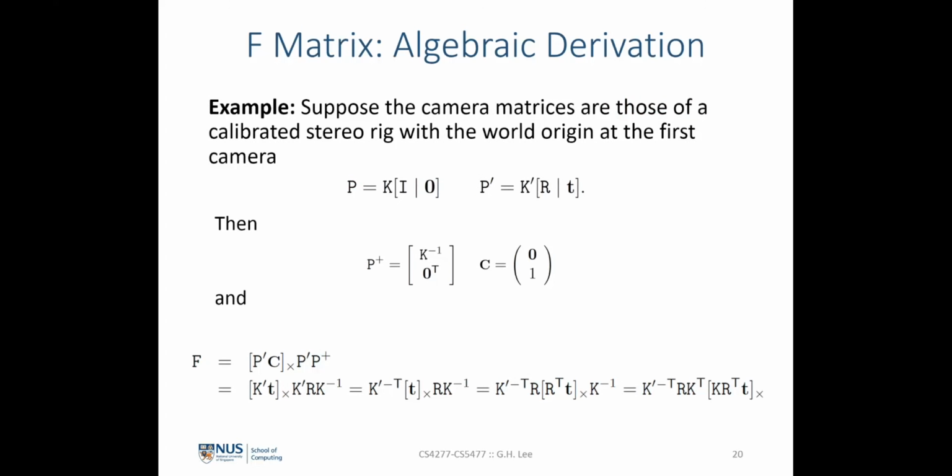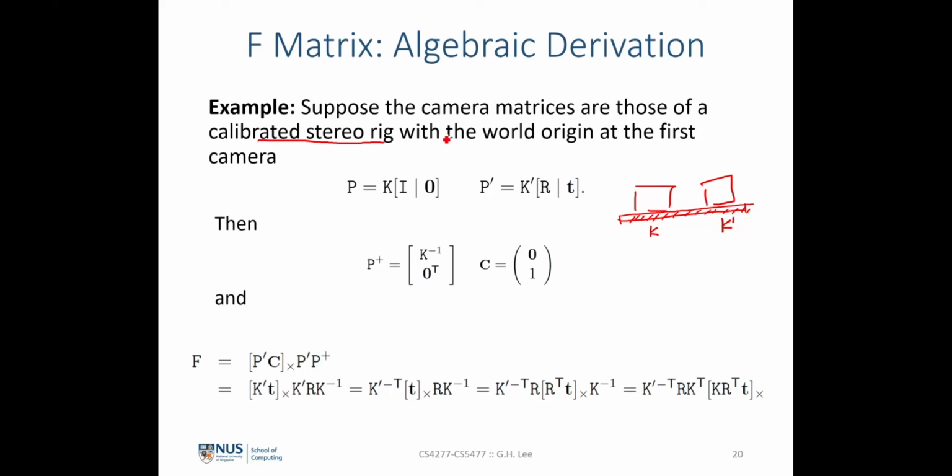We'll look at one example of the algebraic derivation of the fundamental matrix. Suppose that we have two camera matrices of a calibrated stereo rig. A calibrated stereo rig simply means that we place two cameras on a fixed rig. That means the two cameras are rigidly attached to a rigid body, and calibrated simply means that we know the intrinsic matrix of the first camera, K, and the intrinsic matrix of the second camera, which we denote as K prime.